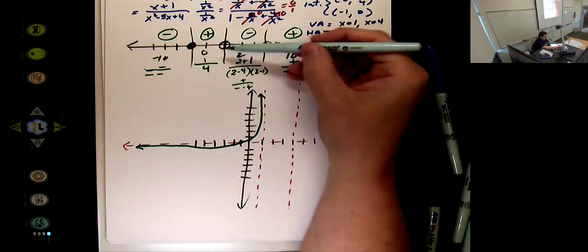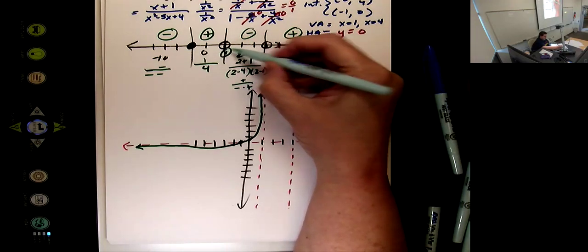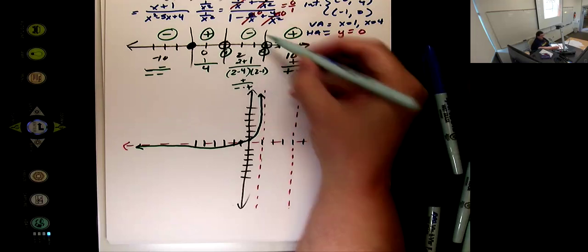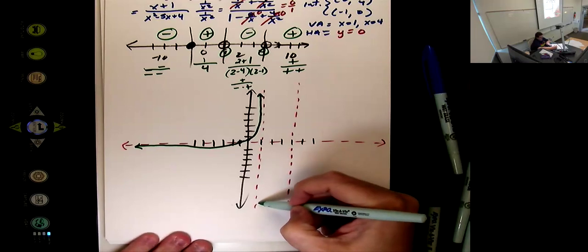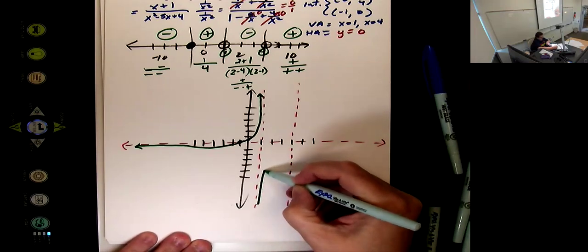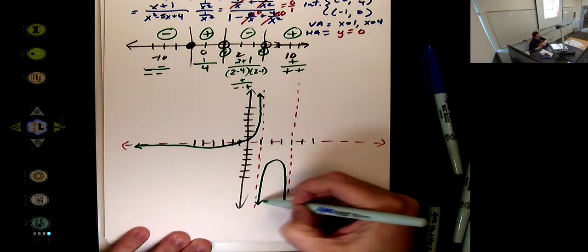All right, this is from 1 to 4. 1 to 4 is negative, which means it's entirely below the axis, which means it's got to follow. I don't know how far up it goes, but it's got to come back down and follow the asymptote again.